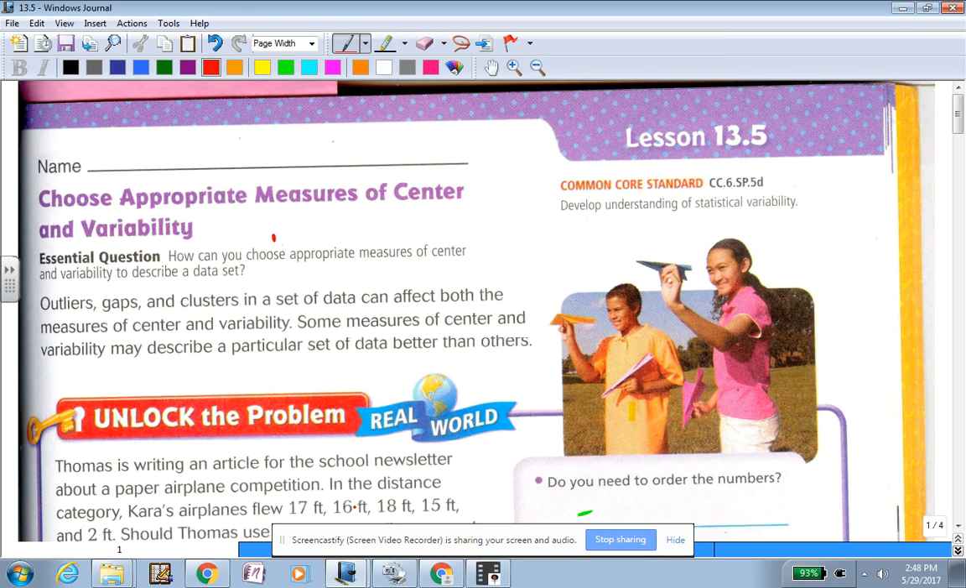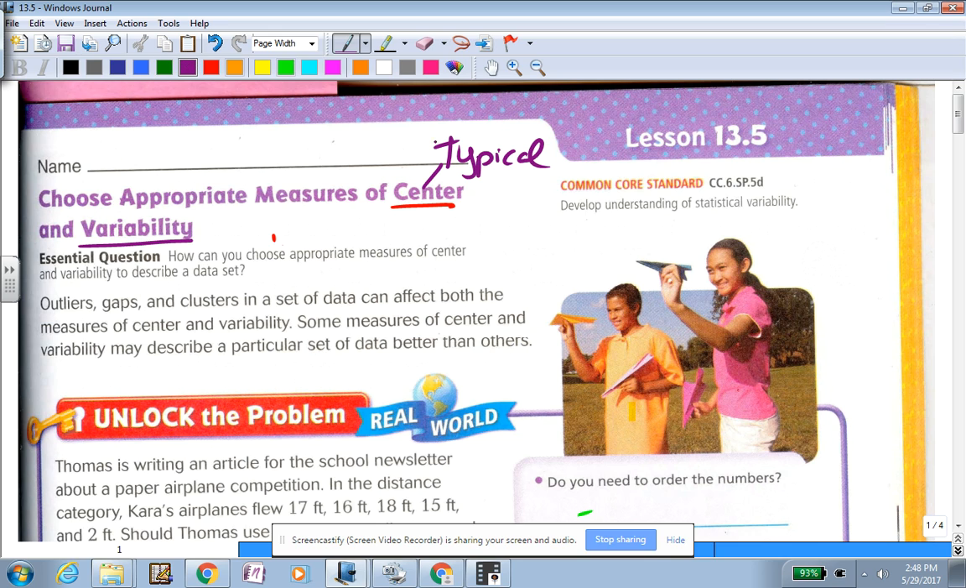This lesson comes from Go Math lesson 13.5, where we're choosing appropriate measures of center and variability. Before we go on, let's talk a little bit about what we mean by measures of center and then what we mean by measures of variability. You can think of measures of center as things that are typical. So, what might be typical in a set of data?